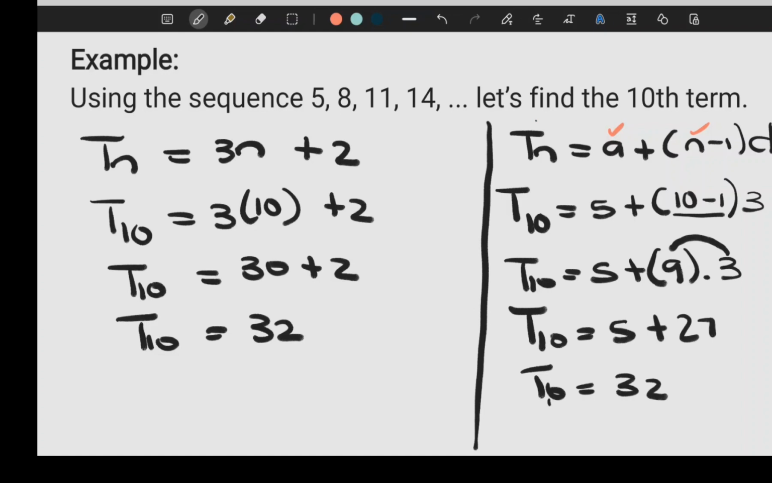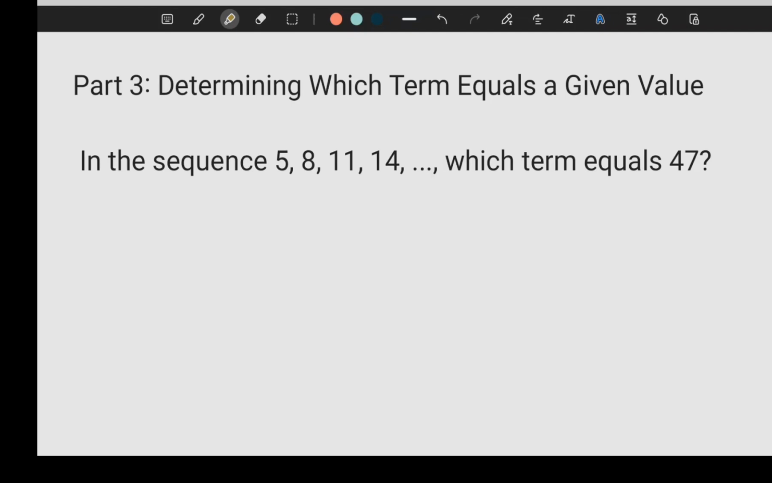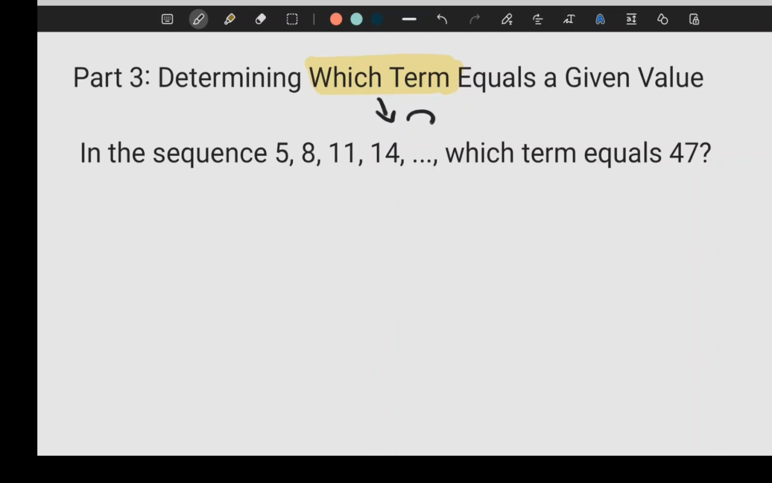The first way is when you have the general term. The second way is when you just want to use the general term from your formula page. Part 3 is about determining which term is equal to a specific value. So which term? I want you to highlight which term here. If they ask you which term or the number of terms, you must always remember that you are going to solve for n. We are going to solve for n.